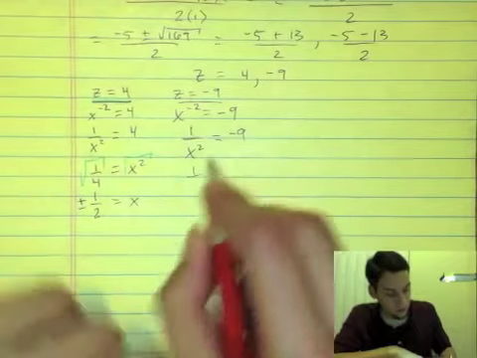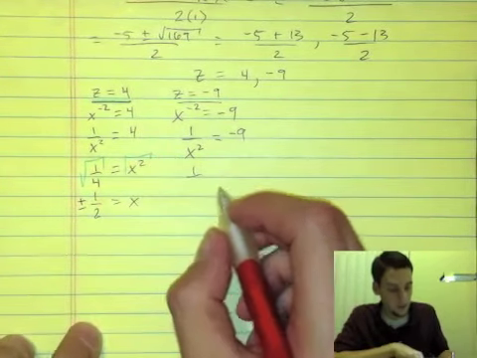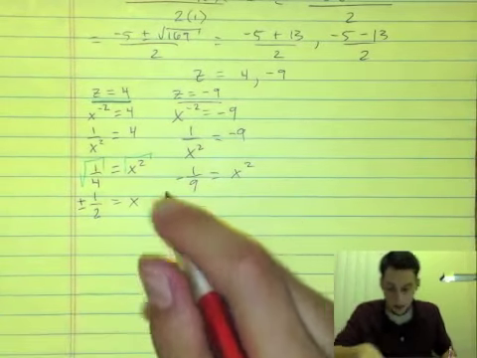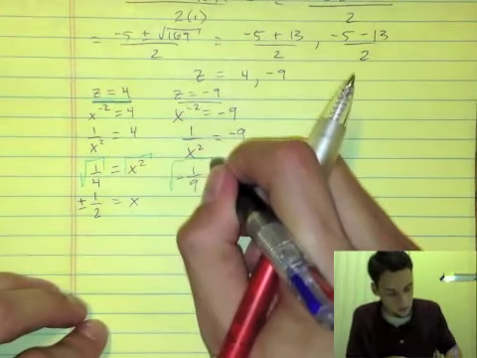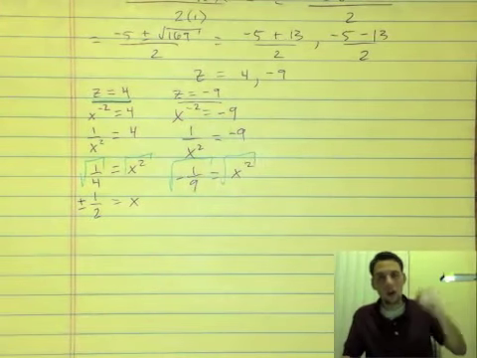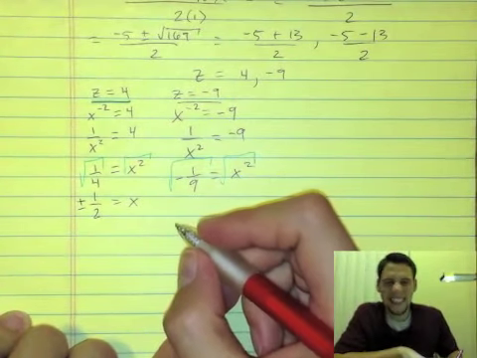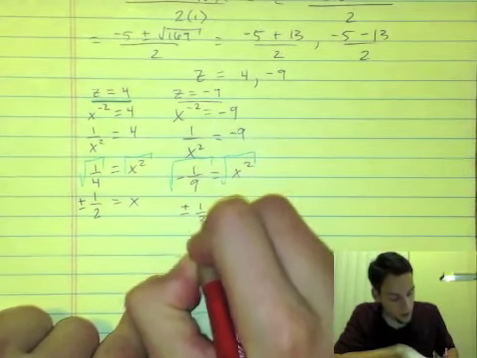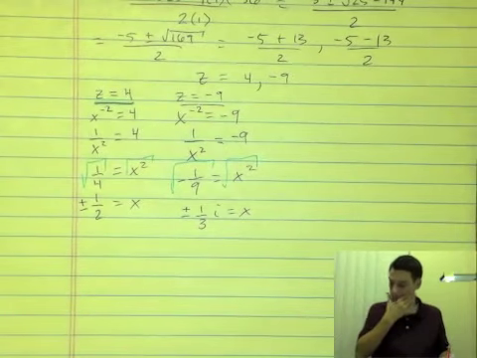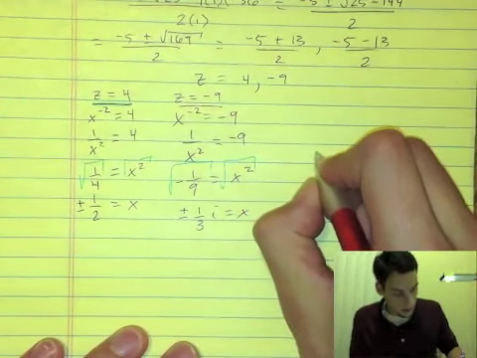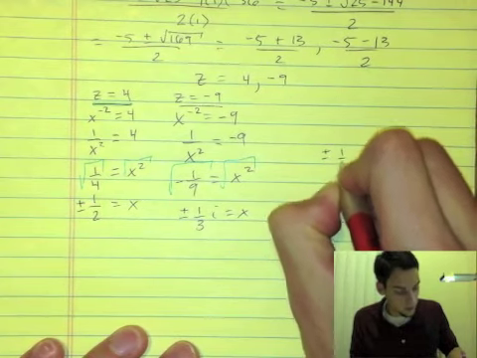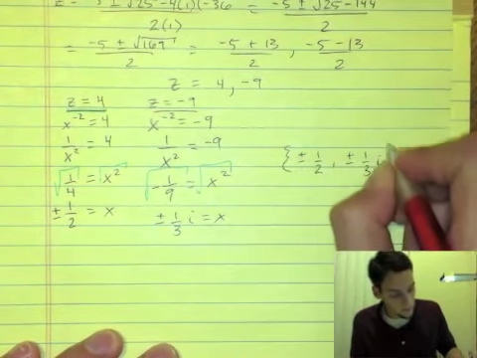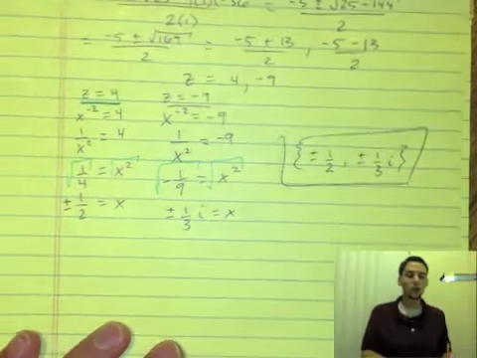If we multiply both sides by x squared and then divide both sides by negative 9, we'll get negative 1/9 equals x squared. Square rooting both sides, we'll have plus or minus 1/3 i equaling x. So our solutions are plus or minus 1/2 and plus or minus 1/3 i. Now we are done because we solved for x.